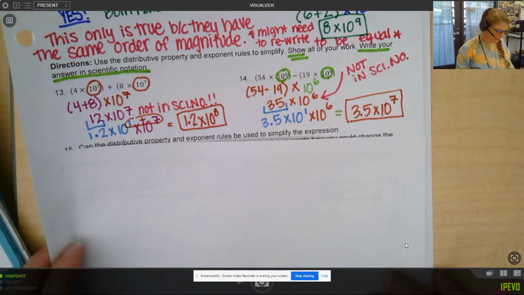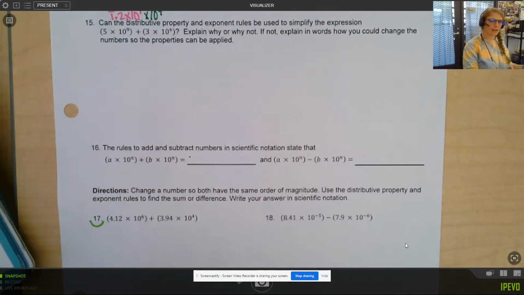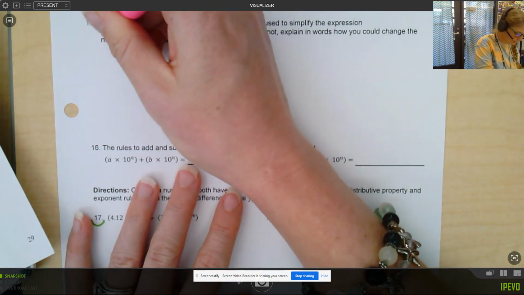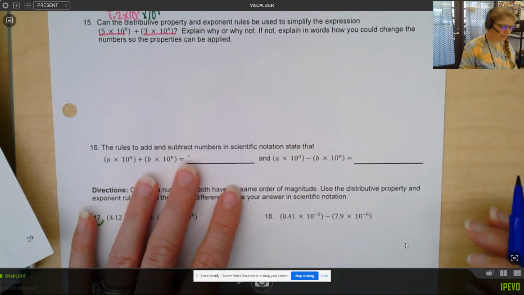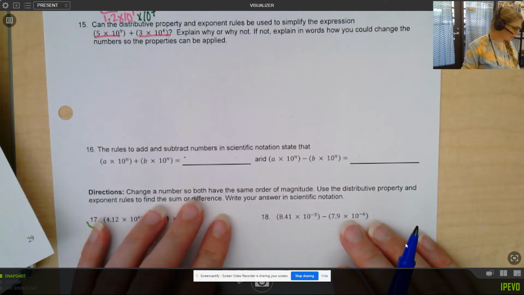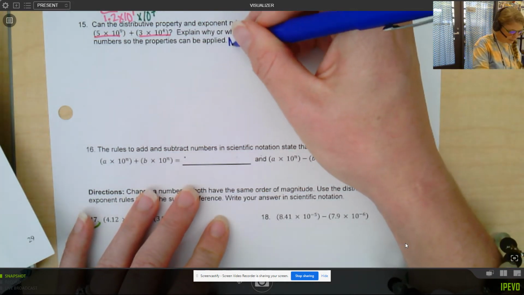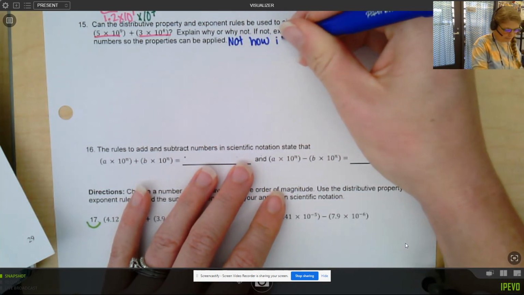Woo! Excellent. So the next question asks us, can the distributive property and exponent rules be used to simplify this expression? What are we thinking? Explain why or why not. If not, explain in words how you can change the number so the properties can be applied. Well, taking a look here, not how it is written now.